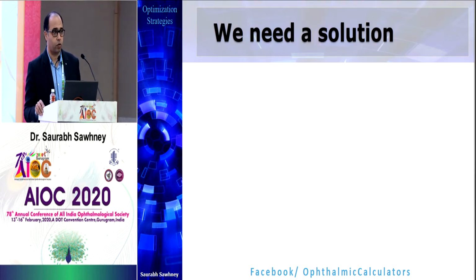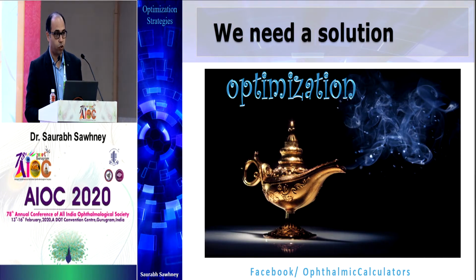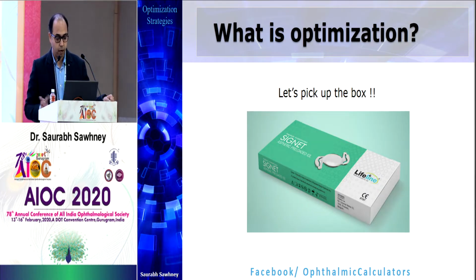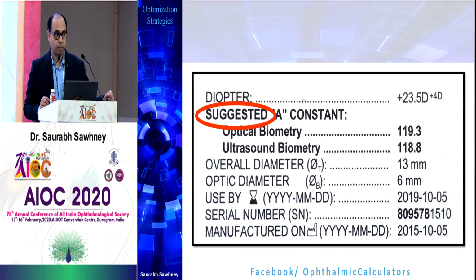So you need a solution to improve things as far as IOL power calculations are concerned. Now, optimization is that solution. When I say optimization, I would like to clarify what I mean. There's not much scope to change things in an IOL power formula, except for one thing. To look at that, let's pick up the box and look at the side of the box, and you'll see the A constant mentioned here. The key word to notice is that it's a suggested A constant. The manufacturer is telling you that this is a starting point, and then you need to change things around.